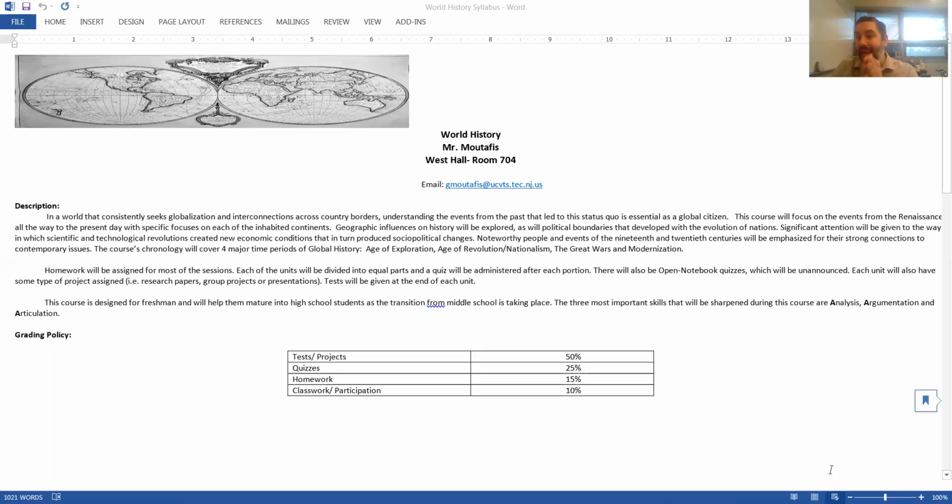And truthfully, every single lesson is designed to incorporate all 3 of these components. In every single one of our lessons, we are analyzing history, we are arguing about history, and we are articulating our position on history as well. And in this sense, that in a nutshell is basically our world history course.